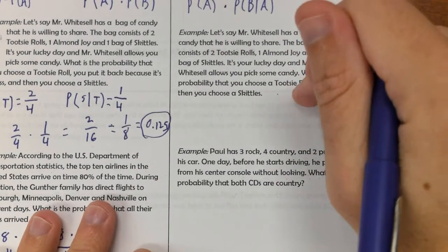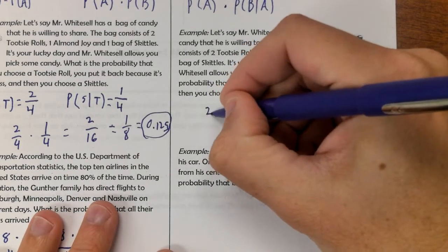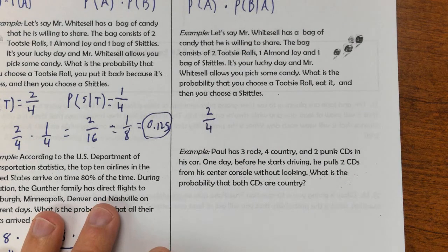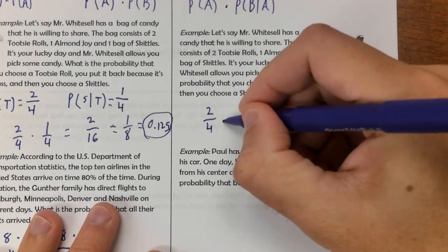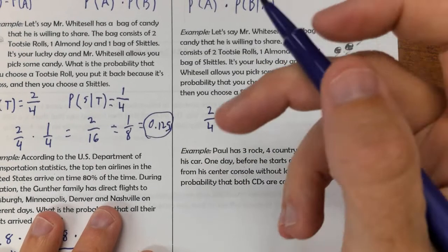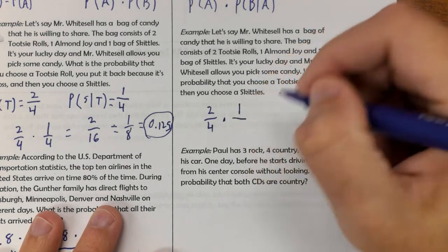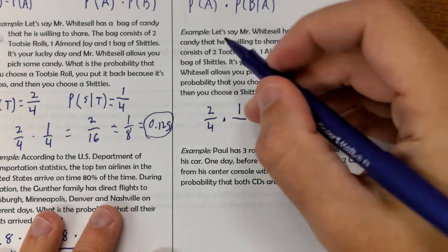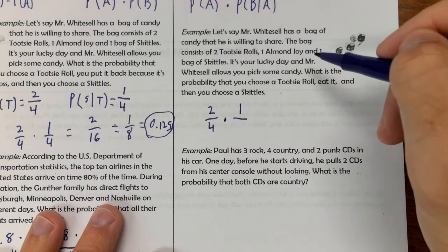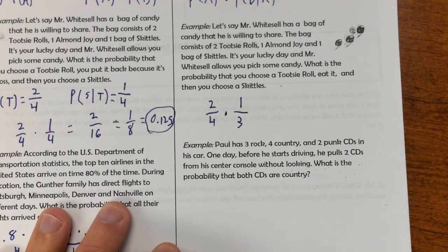So first thing that's happening is I'm choosing a Tootsie Roll. What's the probability of that occurring? Well, once again, there are 2 Tootsie Rolls out of 4 total possibilities. Yay. Scenario 1 done. Now we're going to multiply that by what happens next. Well, now I'm going to choose a Skittles. How many Skittles are there? Well, there's still 1 bag of Skittles left out of, well, how many total pieces of candy are left? I've eaten one of the Tootsie Rolls, so there's 1 Tootsie Roll, 1 Almond Joy, and then that Skittles that I chose. So 1 out of 3 total chances.